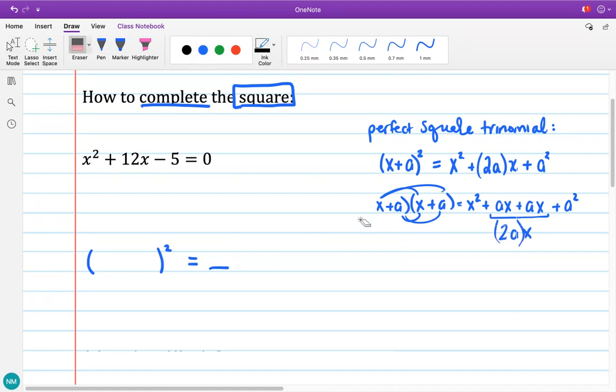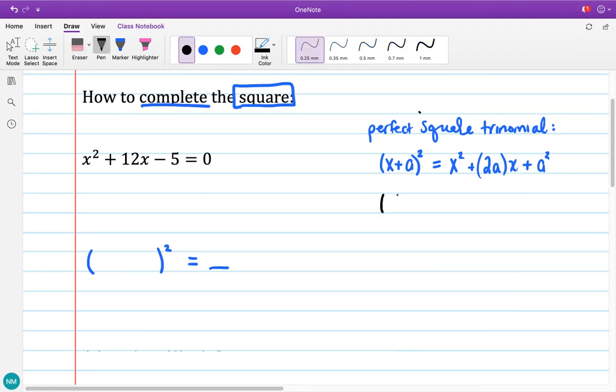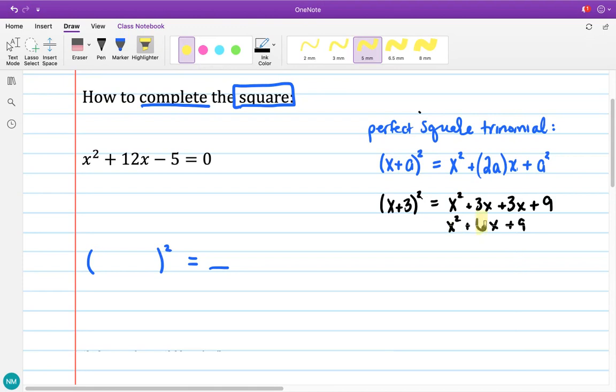Okay, I'm going to erase this down here because if I have something like x plus 2, or let's do a different example, let's do x plus 3 squared, I would get x squared plus 3x plus 3x if we did the whole FOIL shebang, or we would just get x squared plus 6x plus 9, where 6 is double 3 and 9 is it squared, 3 times 3.